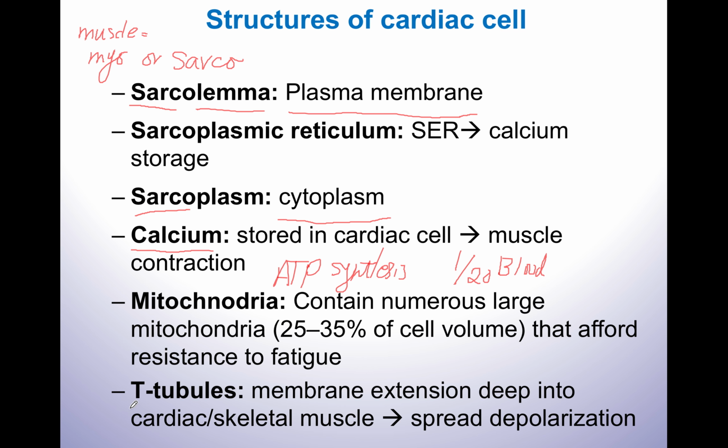We also have these extensions called T-tubules, which are extensions of the sarcolemma, the plasma membrane, that extend throughout the cell. They are present in both cardiac and skeletal muscle, but our goal is to focus on cardiac muscle today. The focus of that is to spread something called depolarization, which is part of the electrical impulses created inside a cardiac muscle cell.